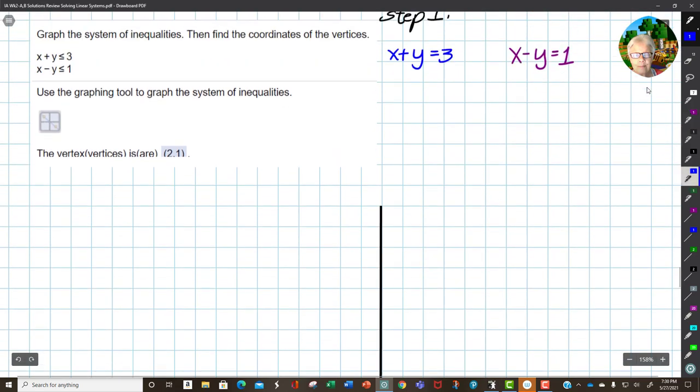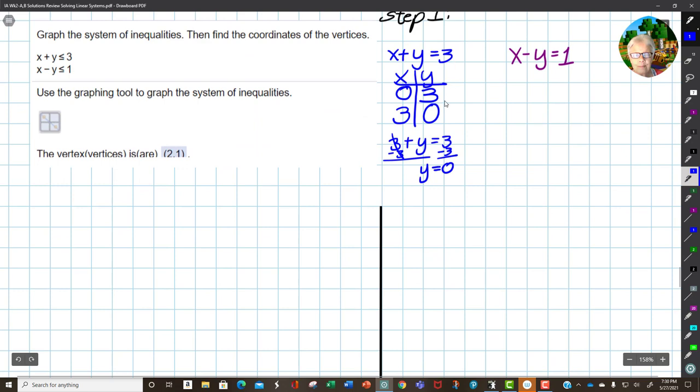So I'm going to come over here and I'm going to make an X and a Y table. And choose any two numbers I want for X. Well, let's make them easy. If x is 0, then you'll have 0 plus y is 3, so y is 3. If x is 3, look what happens. You'll have 3 plus y equals 3. Subtract 3 from both sides. You'll have y equals 0. Doggone. Is that easy? Those are the intercepts.